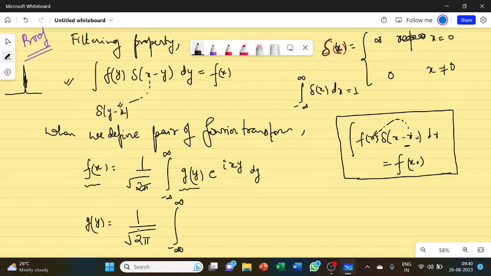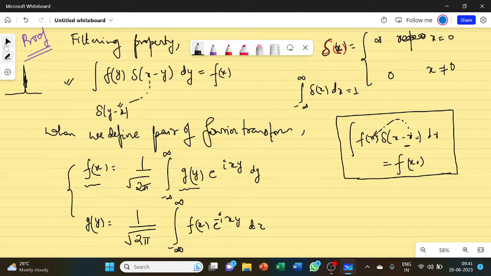So for example, they will give you the definition. Otherwise I'm writing it for you: 1 upon root 2 pi. Here you will have f of x, here you will have e to the power iota x, and then you will have minus here, and then you will write dx here. So these are the pair of Fourier transforms.